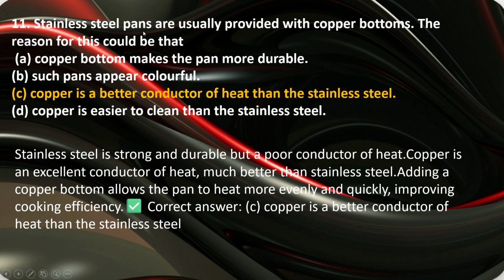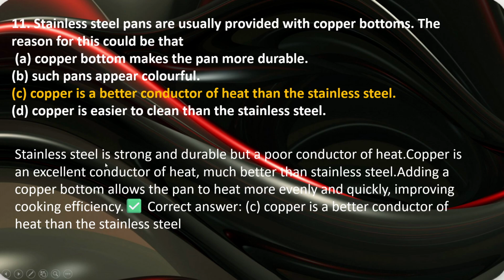11. Stainless steel pans are usually provided with copper bottoms. The reason for this could be that: A, copper bottom makes the pan more durable. No. B, such pans appear colorful. No, this is not the right answer. C, copper is a better conductor of heat than the stainless steel. This is the correct option. D, copper is easier to clean than the stainless steel.